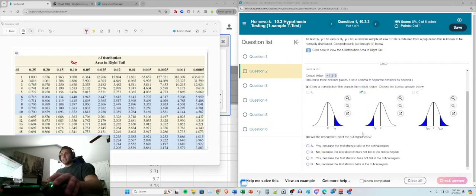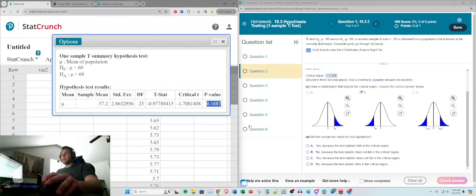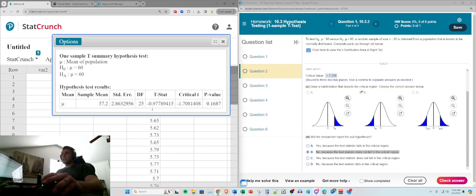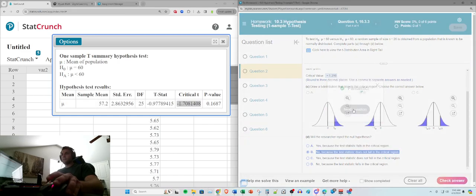So will we reject the null hypothesis? Well, we should not, because the p-value is not low enough. Also, this t-stat is not further than this. So no, the test statistic does not fall in the critical region. That would be the best because it doesn't fall in this blue region. This is not further than this. We are not going to reject.